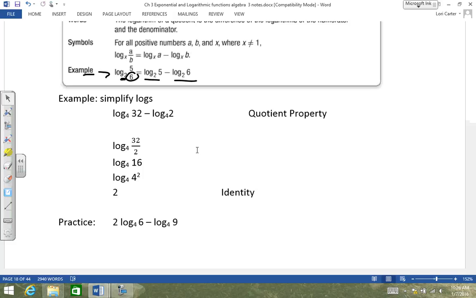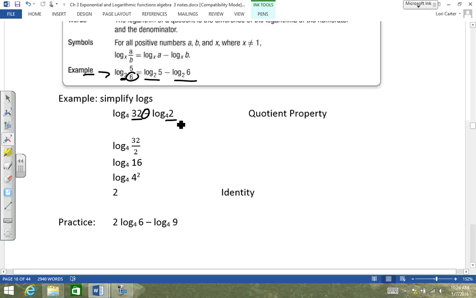It means divide. Thank you. So that means 32 divided, this changes to division, by 2. What's 32 divided by 2? 16. Now, what base do I want 16 to be? 4. Why, Logan? 4 times 4 is 16. I know that, but why do I want it base 4? Yes, this is a base 4, so I need to change the 16 to 4. If it was a base 2, I would have changed the 16 to 2.